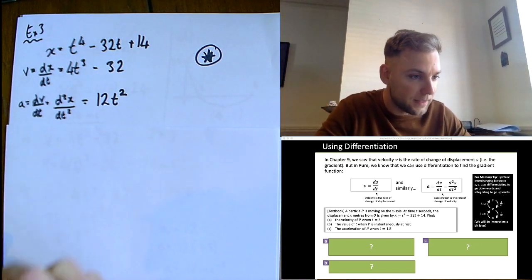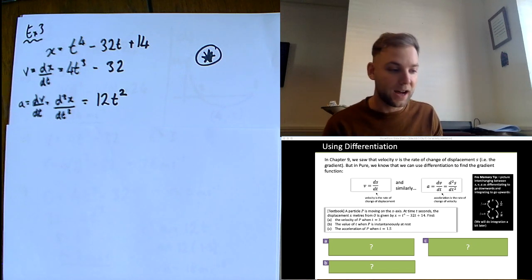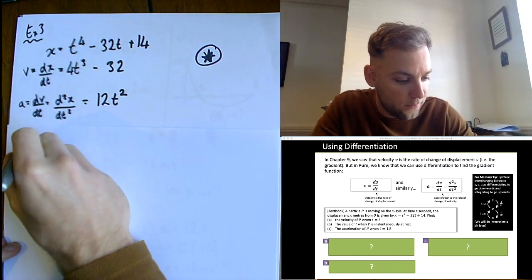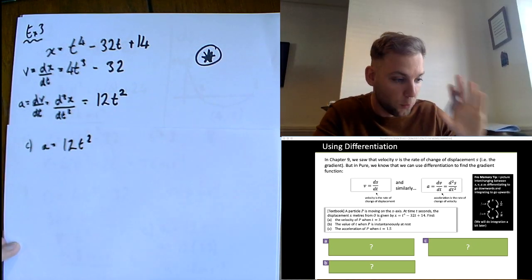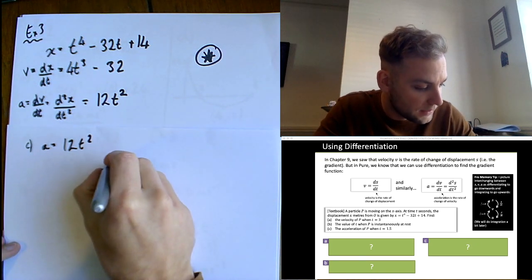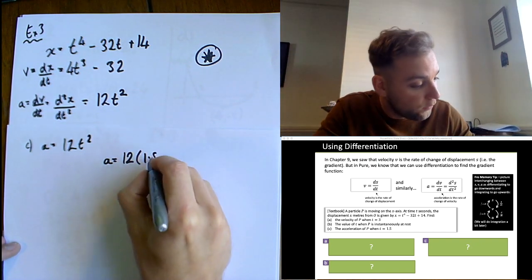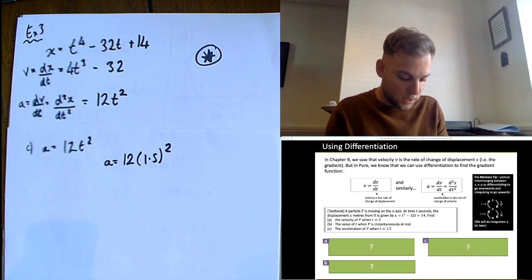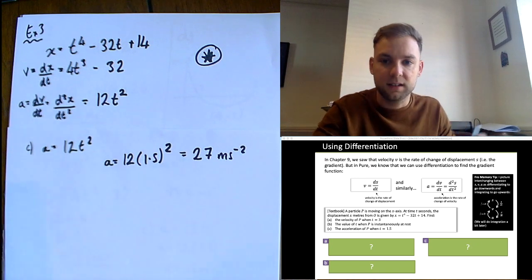So part C says, find the acceleration when t is equal to 1.5. Now at the start of this, we found out what that acceleration was. So we know that for part C, acceleration is equal to 12t squared. That's what we worked out at the start. So here we've got our acceleration is equal to 12 times by 1.5 squared. So let's work that out. 12 times by 1.5 squared, which is equal to 27 meters per second squared, like so.